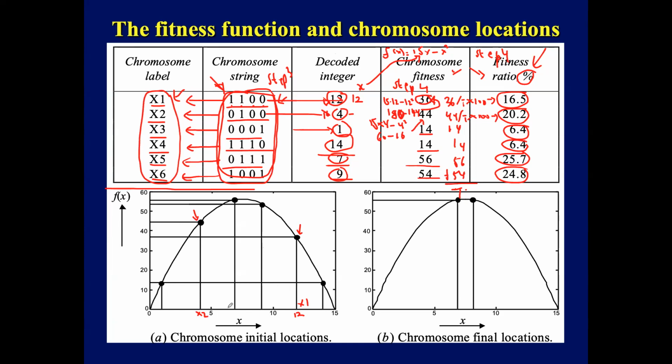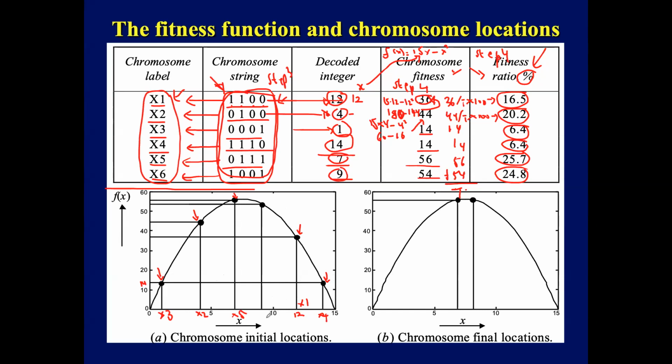And then X3 is 1. This is X3. That is the point at which it will be on that function. Okay, the f(x) will be 14. And then X4 of 14, this is X4. This is the point at which it will be. This is also 14. And then X5 of 7, 7 is here. X5, that is the point at which it will be.